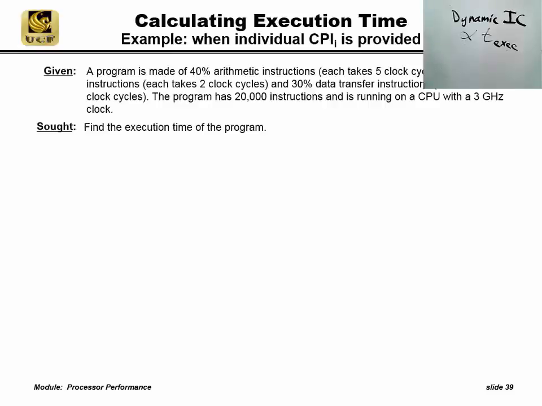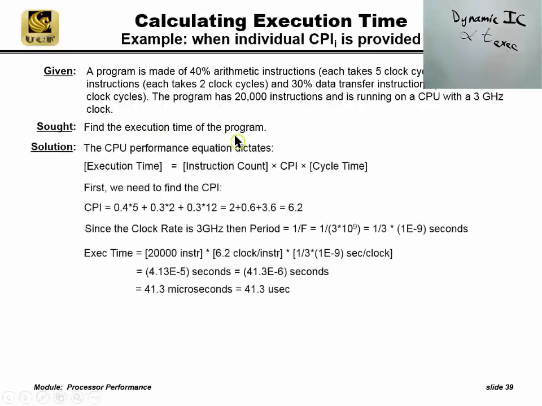Let's try another example. Here we have a 40% arithmetic instruction mix with 5 clock cycles per arithmetic instruction, 30% branch, 30% data transfer with 12. Data transfer is very long because we're accessing slow memory. We have 20,000 instructions in total, and it's running on a 3 gigahertz CPU. Find the execution time of the program.